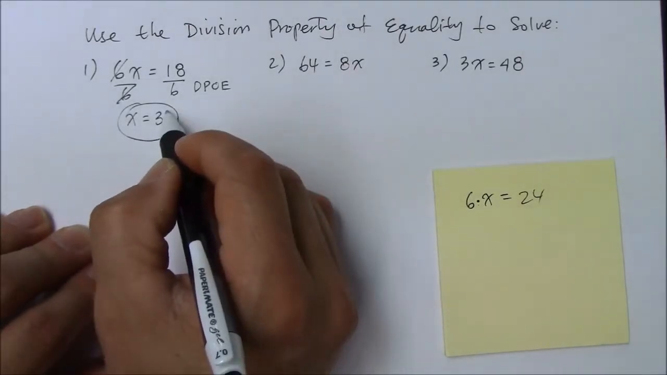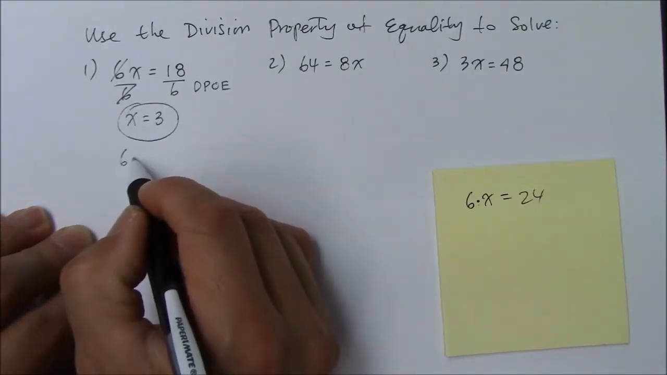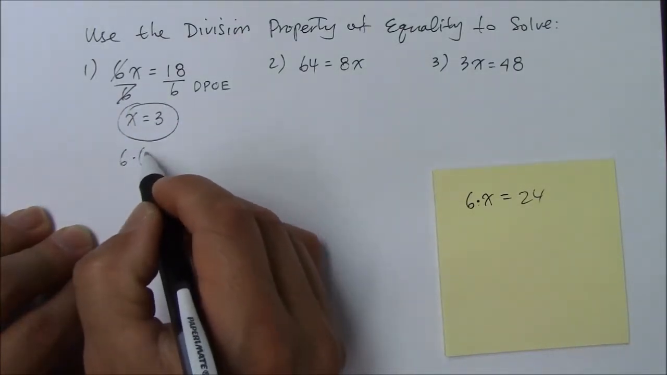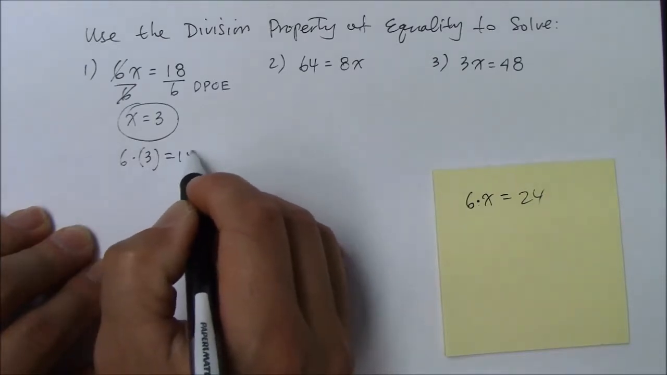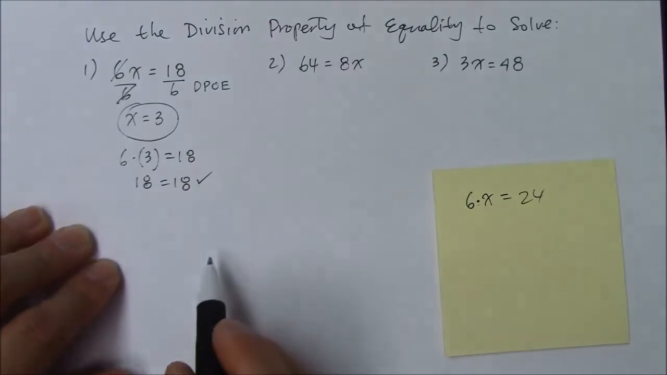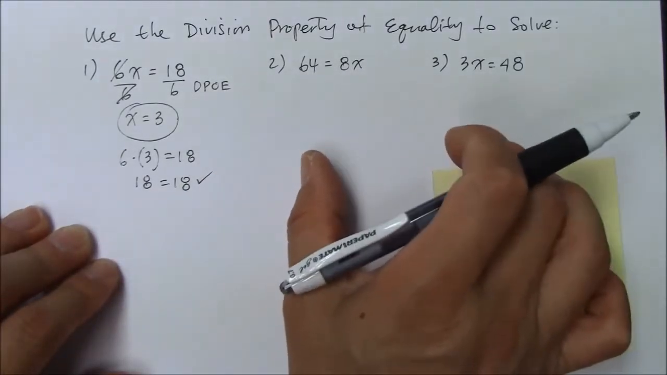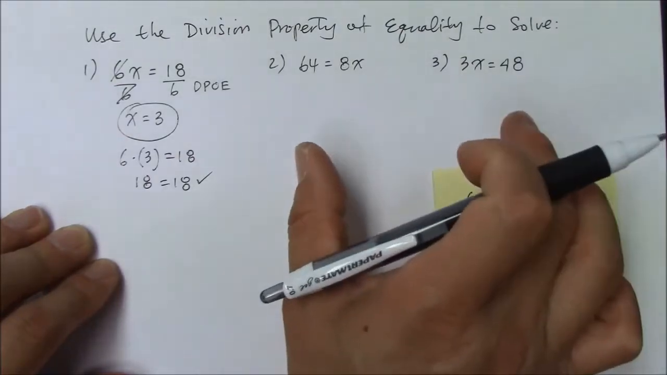And how do you check this answer? Well, you will go back and substitute it in for that x. So it becomes 6 times x, which is 3. Does that equal 18? Oh, yeah, it does. So it works out. So now I want you to try these 2 and 3, not just in your heads, but actually show the algebraic steps.